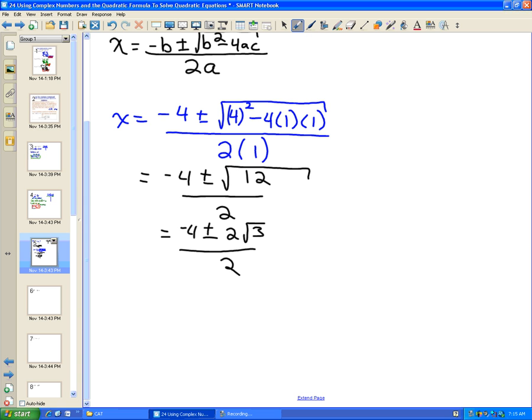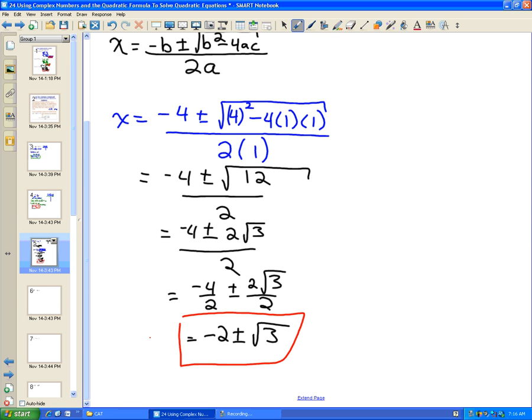Extend my page. If I look at this, I can notice that this can be simplified. I can go ahead and write this as negative 4 over 2 plus or minus 2 square root 3 over 2. Negative 4 divided by 2 is negative 2, and 2 square root 3 over 2 is the square root of 3. So this is negative 2 plus or minus the square root of 3. That is my final answer.